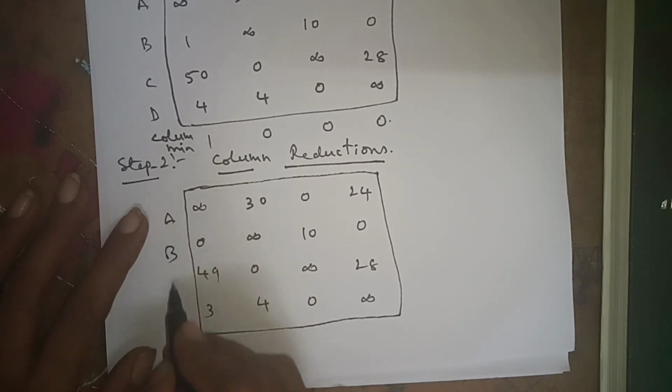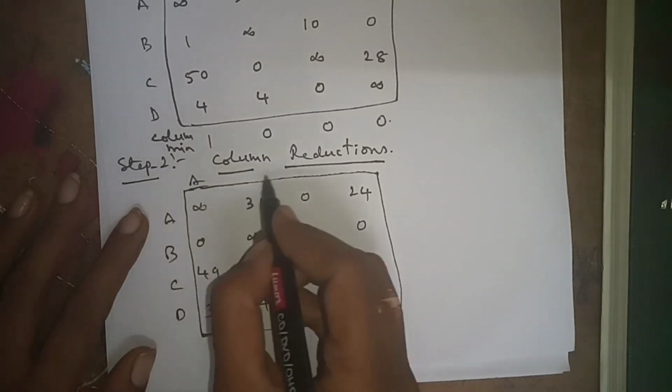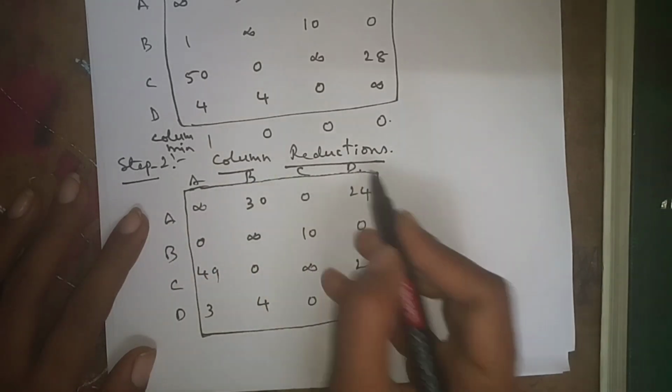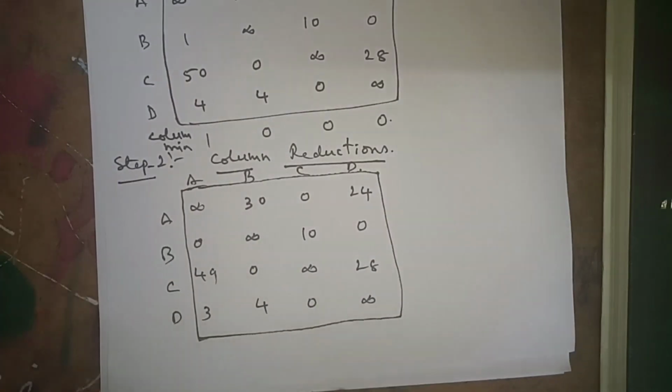A, B, C, D. Now we have to draw the minimum number of lines to cover all zeros.